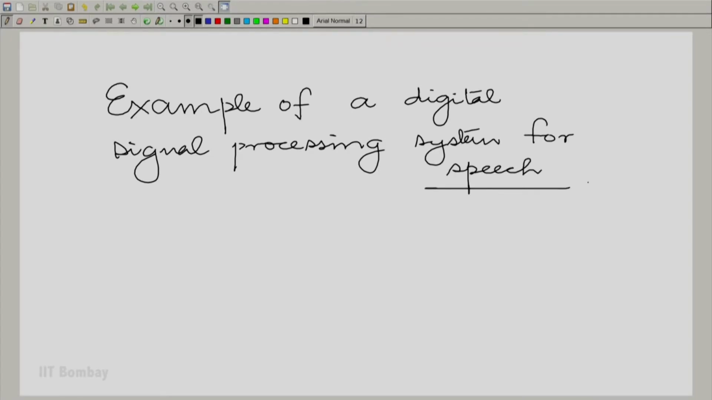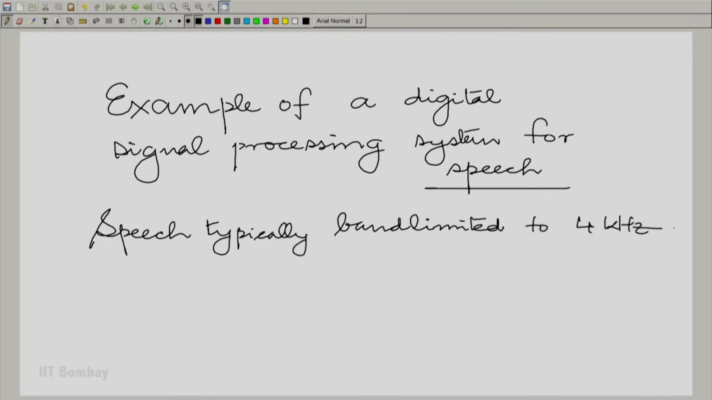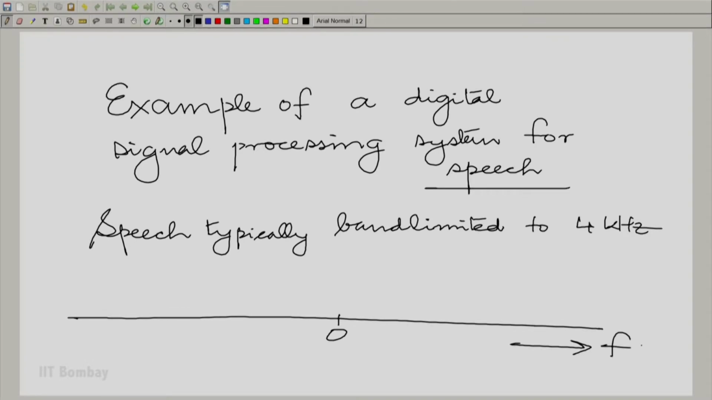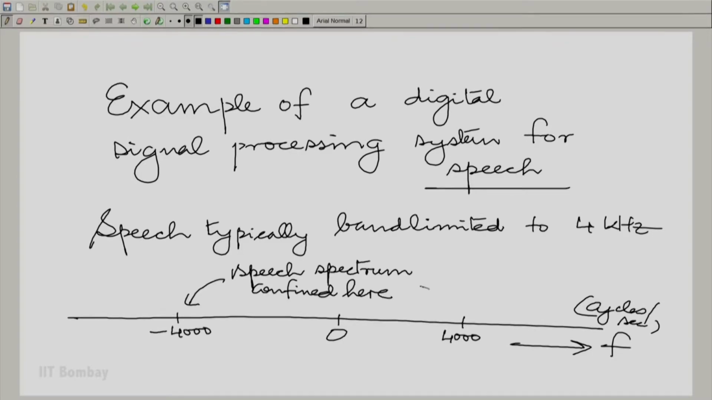Now, of course, you will recall we have talked about this before. Speech is typically band limited to about 4 kilohertz. So, if we look at it in terms of the spectrum or the Fourier transform, and if I am talking about the cycles per second frequency, which I am denoting by f, we are talking about an occupancy from 0 to 4000 and minus 4000 to 0 on the other side, on the negative side.